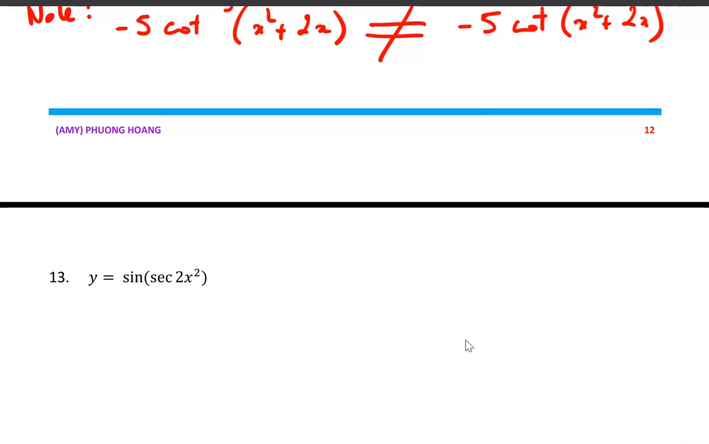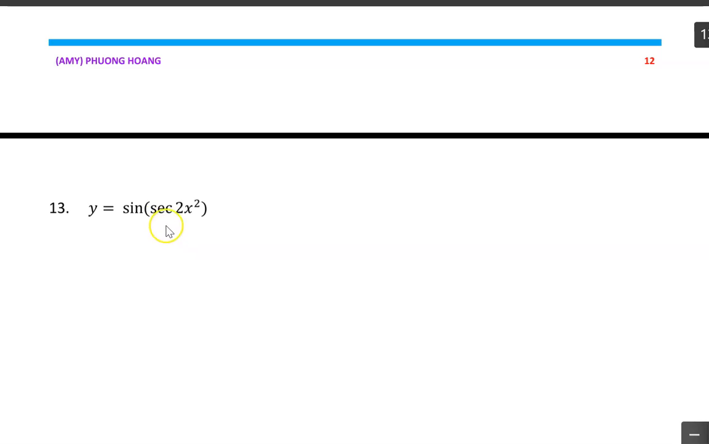Question number 13. I have the derivative of sine, and the argument of sine is another function, secant. In fact, it's very simple. You probably can do that in just a few seconds, because we have done quite a lot of examples regarding the transcendental function already. In this case, there's no product rule at all here. The secant 2x squared applies as the argument of sine, and there's no power rule.